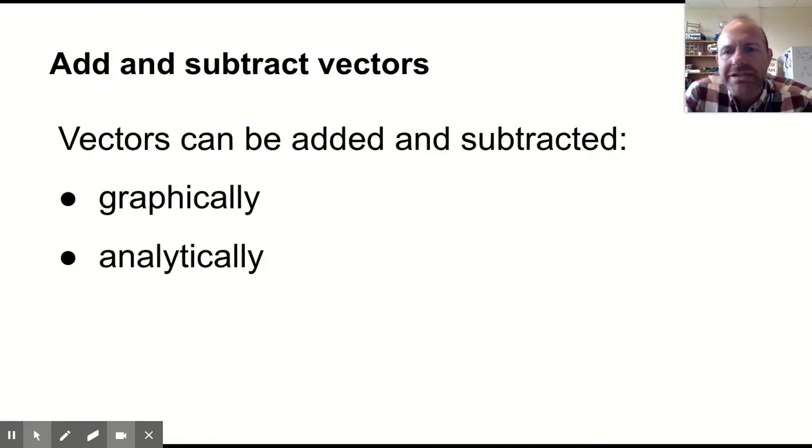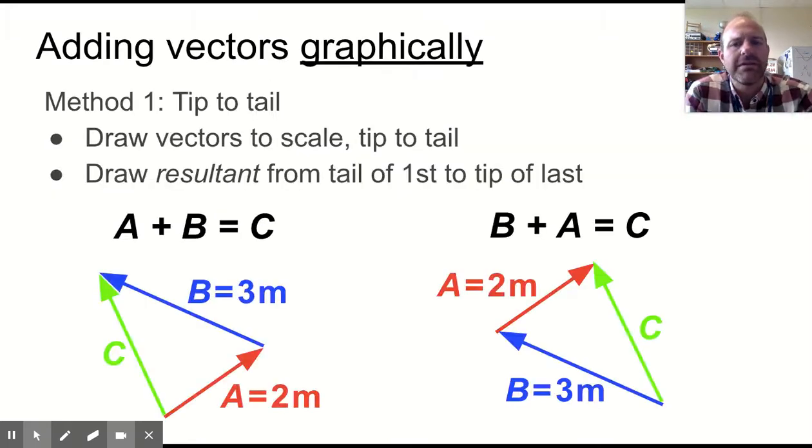To add and subtract vectors, we can do this graphically or analytically. Graphically, you're just, to scale, laying them out, A, then B. Think of it like following a treasure map. Go follow A, then follow B. C is the vector that you could have taken to get to that point if you knew where to go. So this is called the tip-to-tail method.